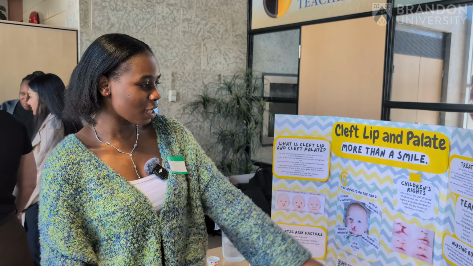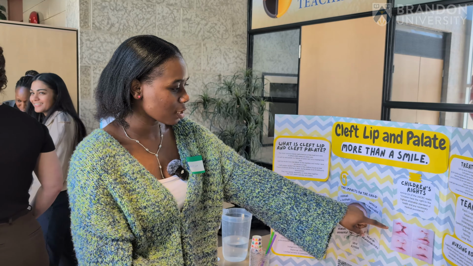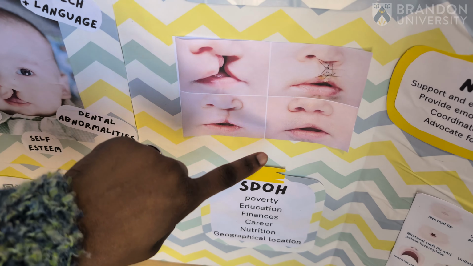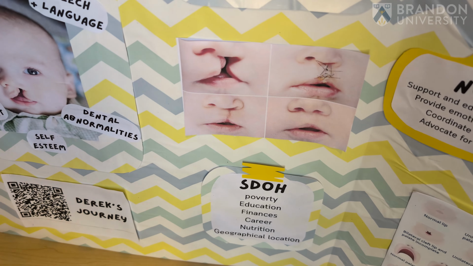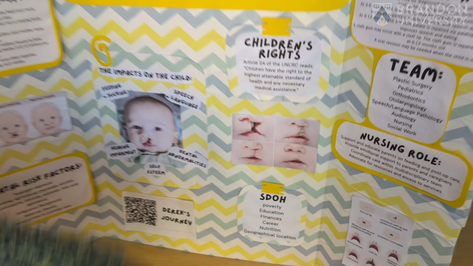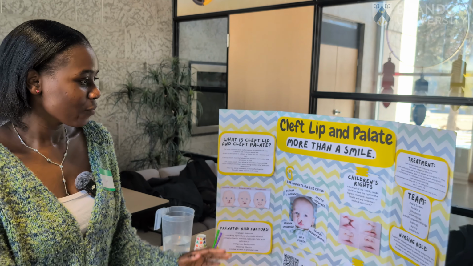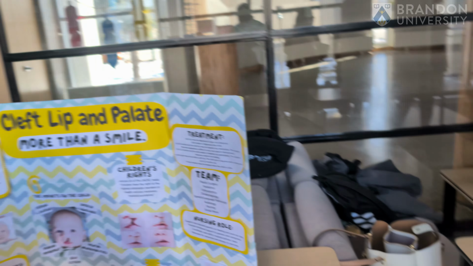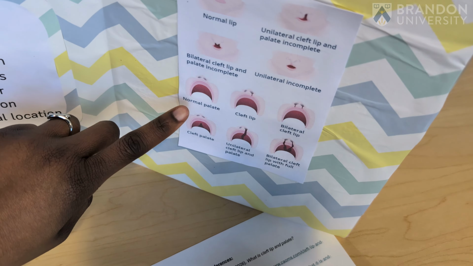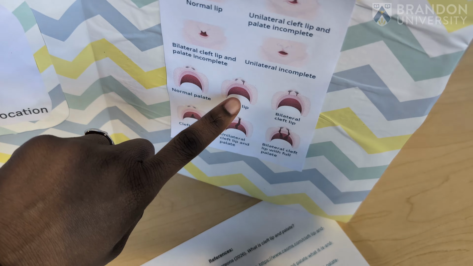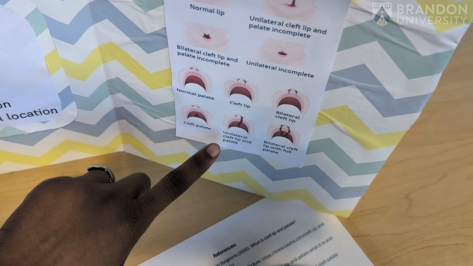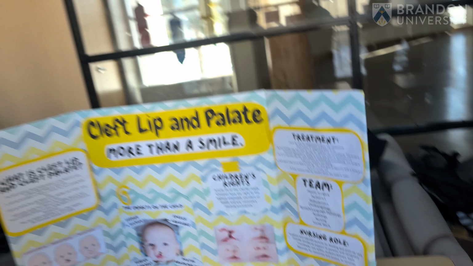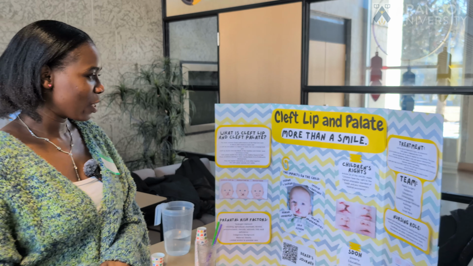This is a perfect example of a child who just had the surgery. This is the process of it being done, and this is the final outcome for a child who had a unilateral cleft lip and palate. This is also a perfect example of a cleft lip. This is what a normal palate should look like. This is someone with a unilateral cleft lip and a bilateral cleft lip and palate. So that's basically my story.